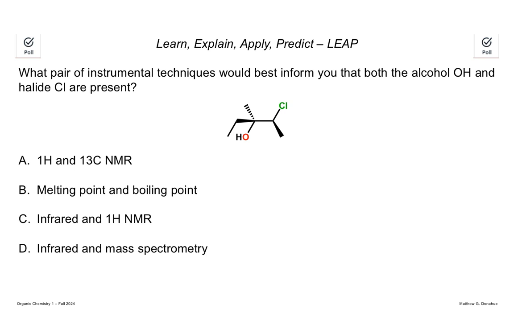So what two instrumental techniques would best inform you that you have both the OH and the chlorine? OH is pretty unique in IR. And then chlorine is mass spec. So we have 35Cl to 37Cl in a 3-to-1 ratio. So that would be D.